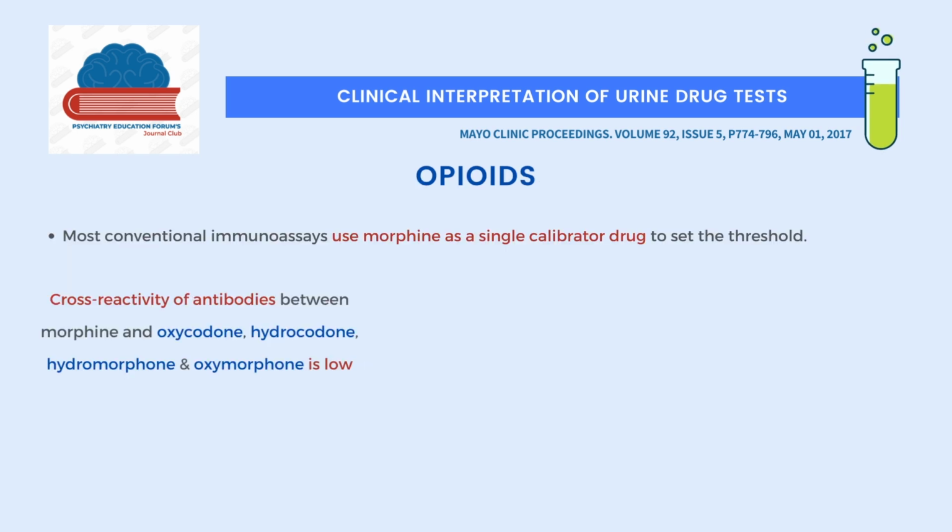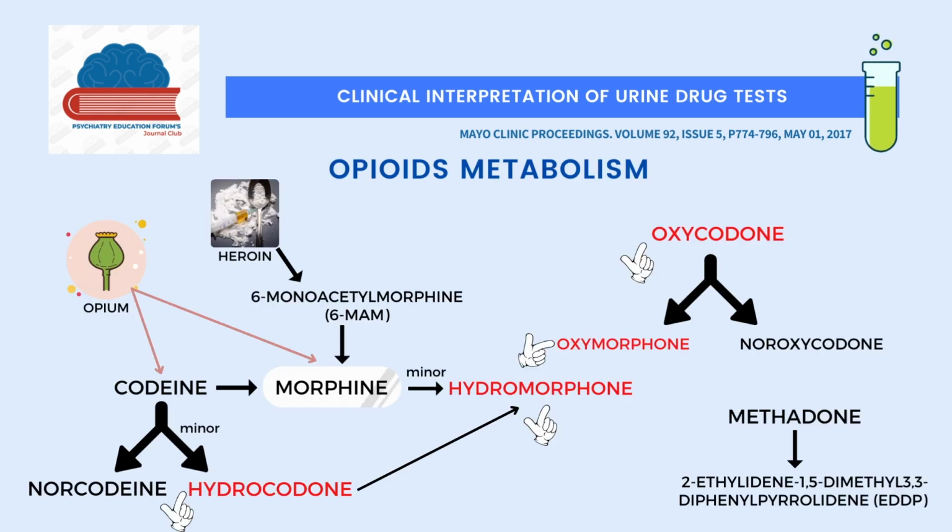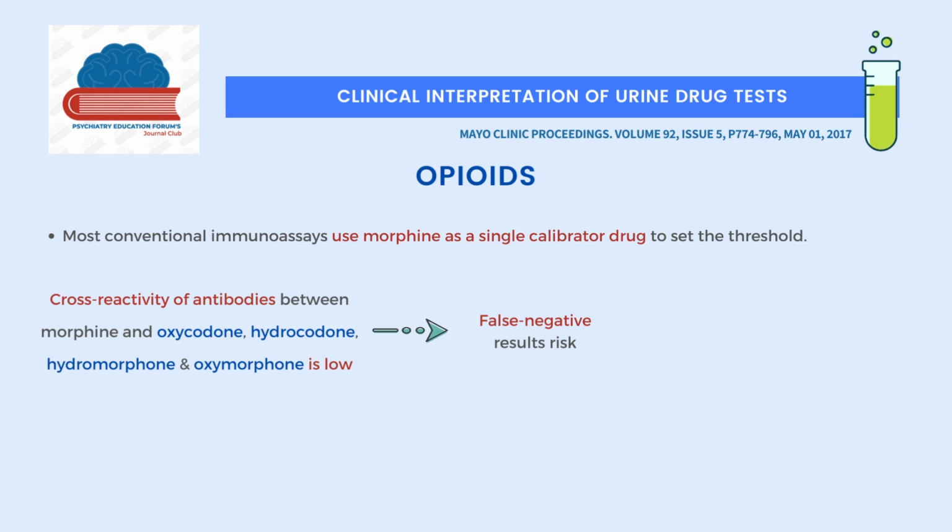And what that means is the cross reactivity of antibodies between morphine and oxycodone, hydrocodone, hydromorphone, and oxymorphone is low. Let me show you the diagram again. So these are the four that we are talking about. So there is a low cross reactivity, and that results in a false negative risk.